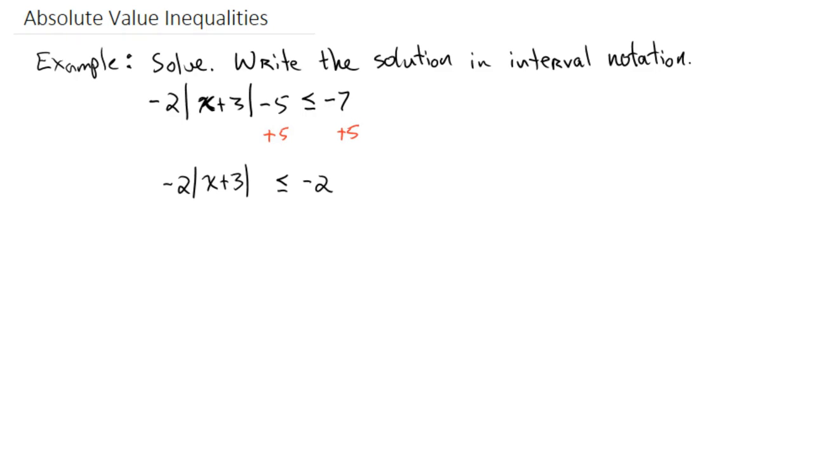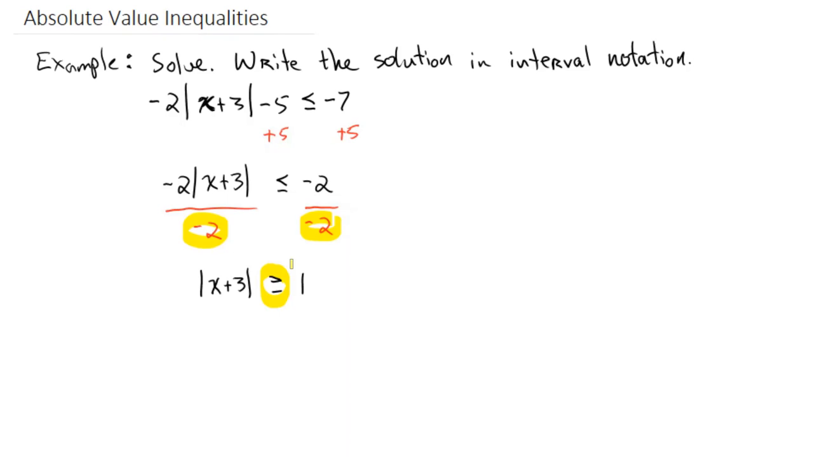Alright, and then once I do that, I need to next divide both sides by the negative 2 coefficient in front of the absolute value piece. Again, I'm just trying to get the absolute value piece by itself. In this case, since I was dividing by a negative 2 on both sides, it causes my inequality symbol to flip.